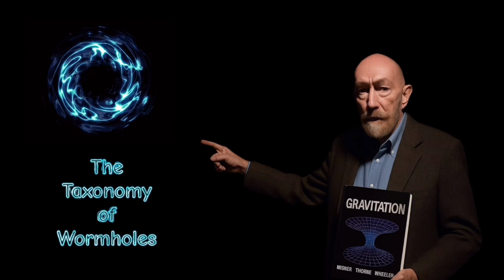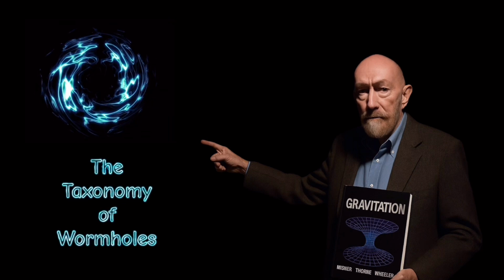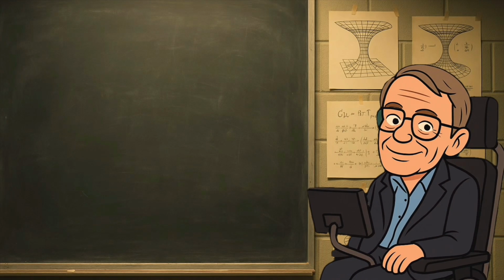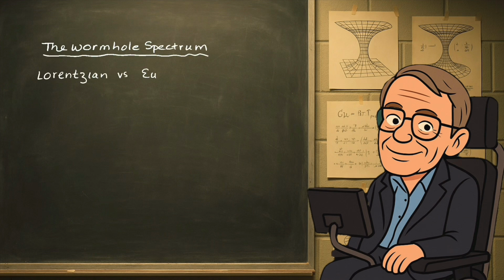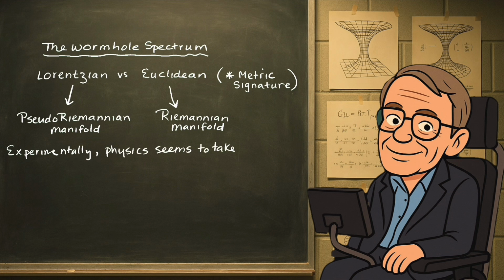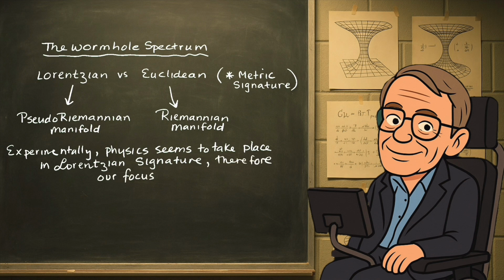First, you're gonna have to learn what kind of wormholes there are. The wormhole spectrum is one that we split into two parts, Lorentzian and Euclidean varieties. It is the metric signature that separates these metrics. Lorentzian manifolds being of a pseudo-Riemannian type, and the Euclidean being of pure Riemannian type. Experimental physics seems to take place in Lorentzian signature, therefore our focus will reside here.